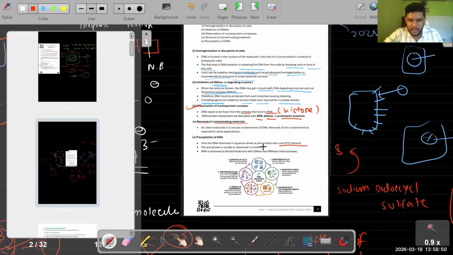After doing all this, we'll be adding DNase-free RNase. That will be removing the RNA. Is that clear? RNA is a similar molecule to DNA. Both of them have the same functions too. Why? They are involved in genetic material. They have different functions at the same time, but they have the same features except for a few differences. They are somewhat similar.